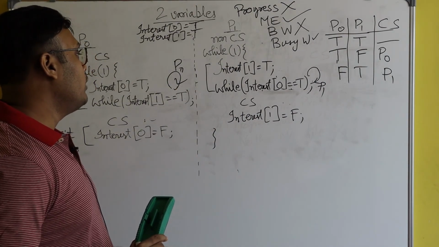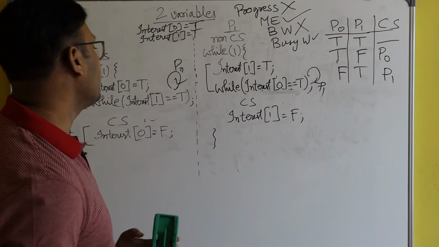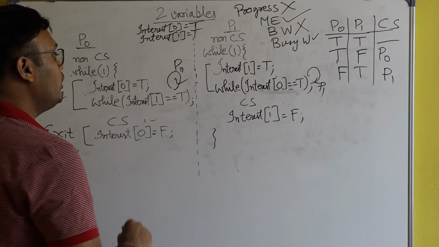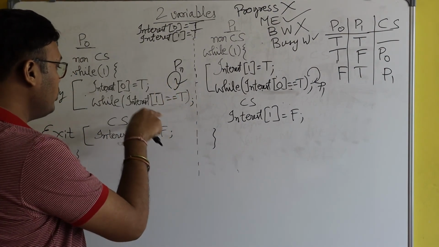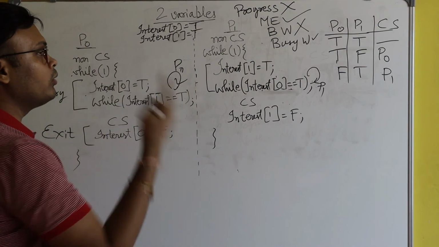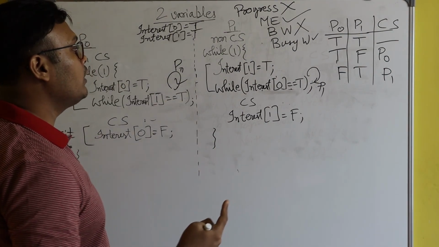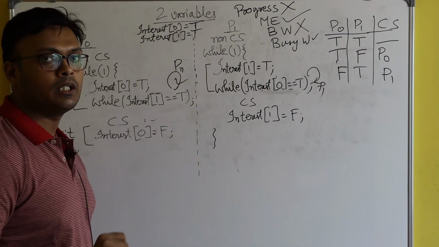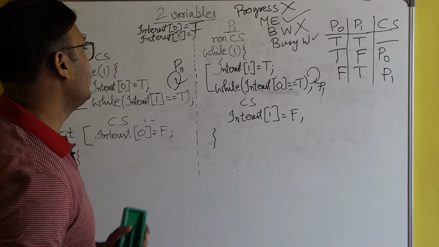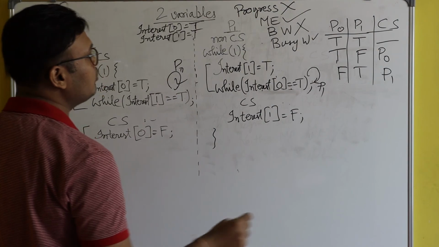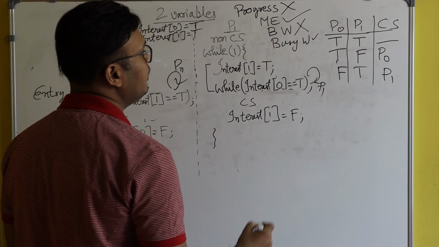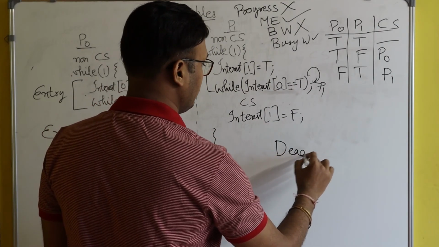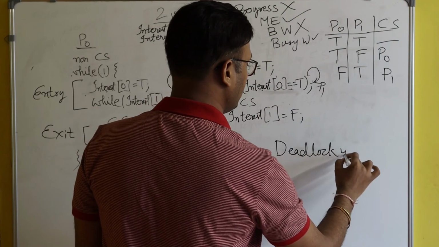And why can't they come out from this condition? Because in order to break the while loop, one process must enter inside the critical section and run the exit section code. But none of the processes can enter inside the critical section and run the exit section code. So both the processes are stuck in the while loop forever. So here we can see that deadlock is there.